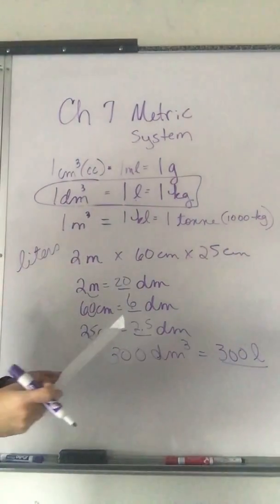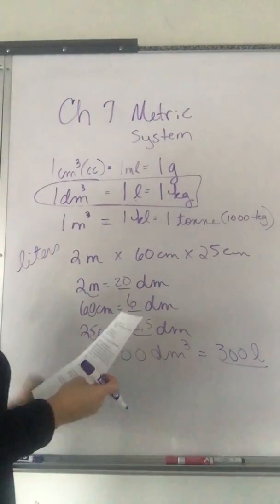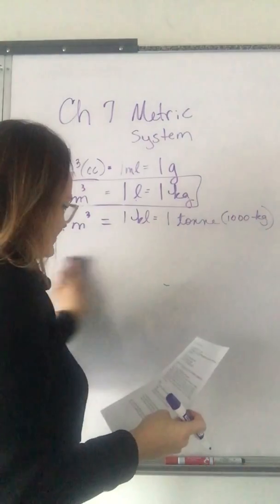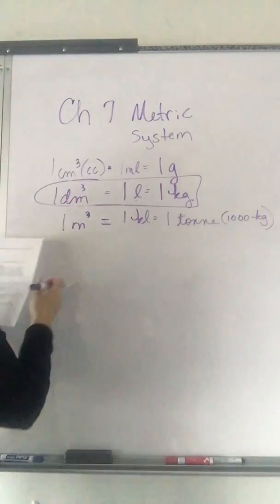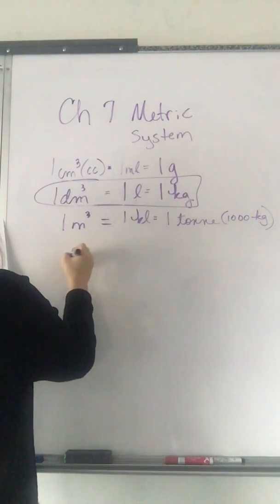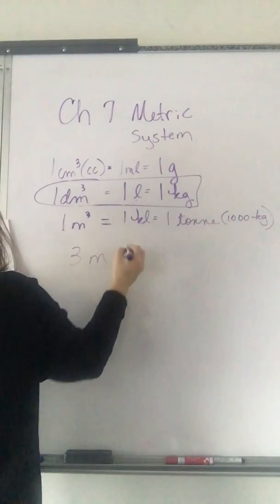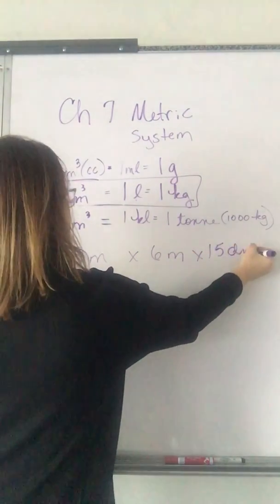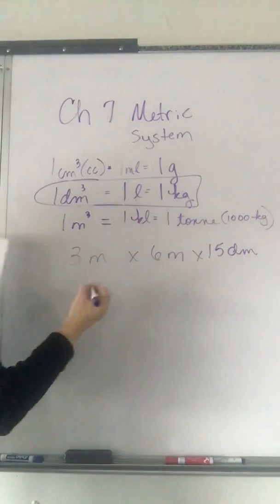All right, on number 2, we do it again. It's the same thing, except it's a swimming pool now instead of a fish tank. So this time we're doing a 3 meter wide pool by 6 meters long by 15 decimeters deep. Determine the volume in kiloliters.